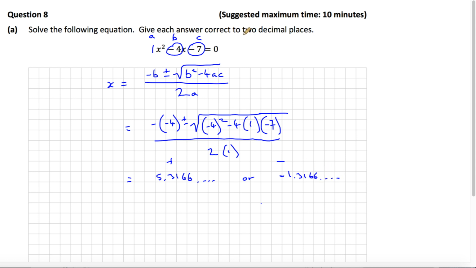But we want our answers correct to 2 decimal places. So we look to the third digit after the decimal, which is 6. This will knock up the 1 in front there, so that'll be 5.32 to 2 decimal places. And here the 6 will knock the 1 up, it'll be minus 1.32. So that's our 2 solutions correct to 2 decimal places.